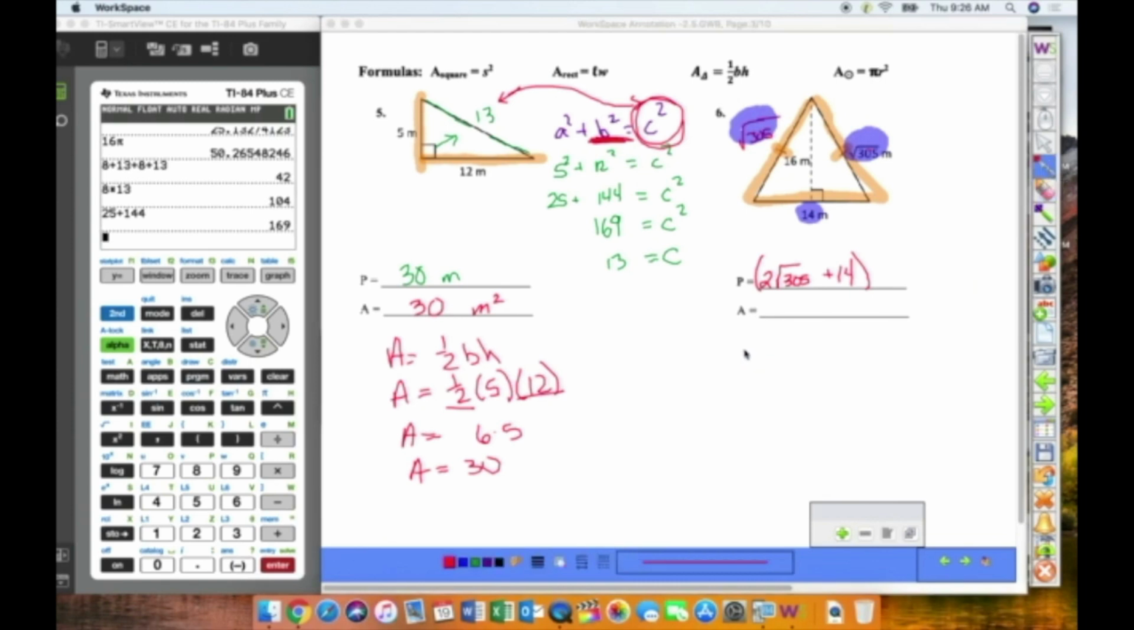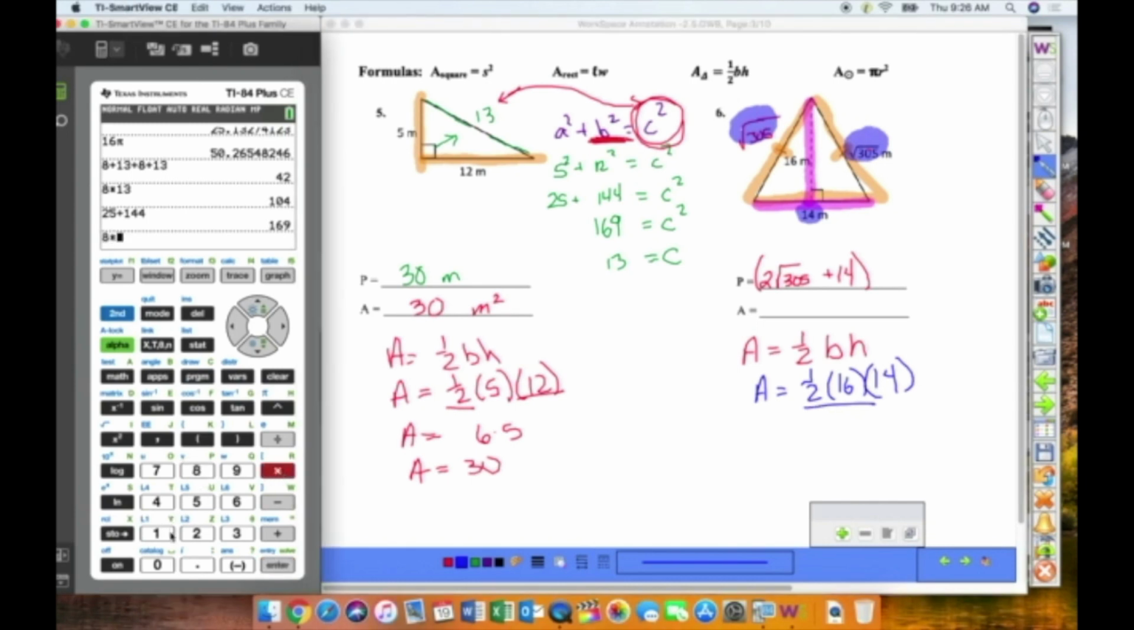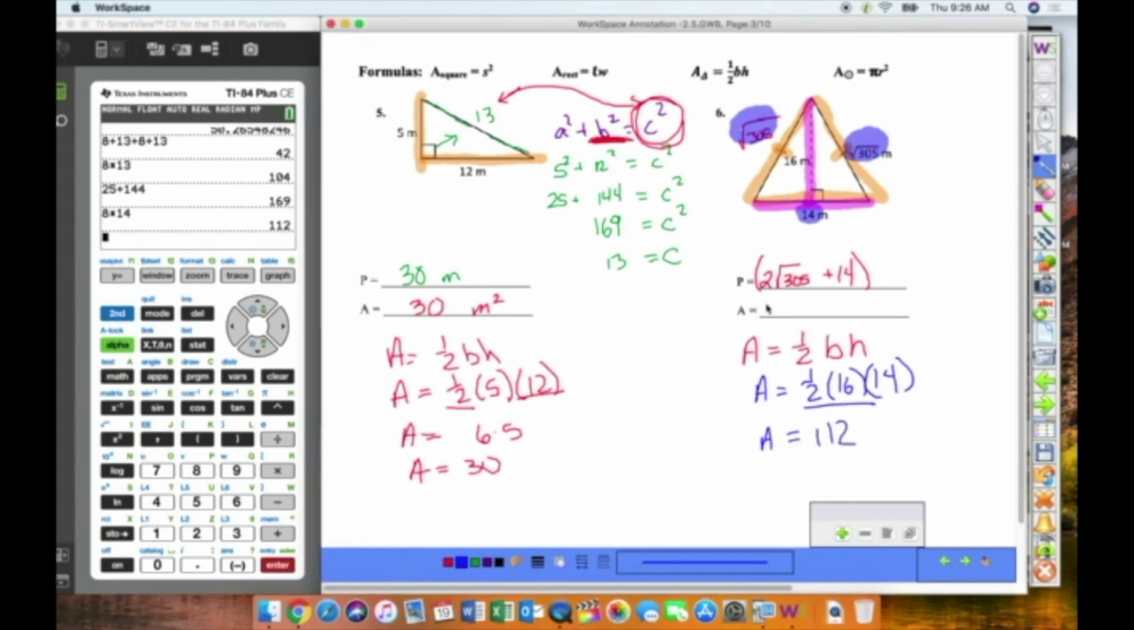But area we do. Area, this is a triangle. That's going to be 1/2 base times height. So to sub in, remember our base and our height have to be perpendicular to each other. So here's two dudes right here that are perpendicular to each other. This 16 is our height and this 14 is our base. So the area will equal 1/2 times 16 times 14. And what I'm going to punch in my calculator is 8 times 14. I can do that mentally, but 8 times 14 right there is a juicy 112. Boy, I said juicy a lot today. 112. So 112 meters squared.